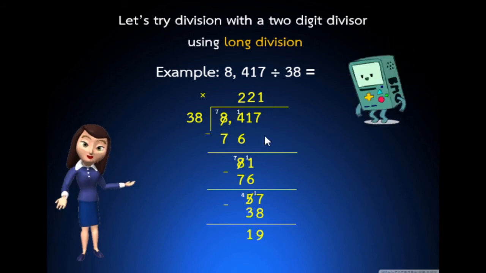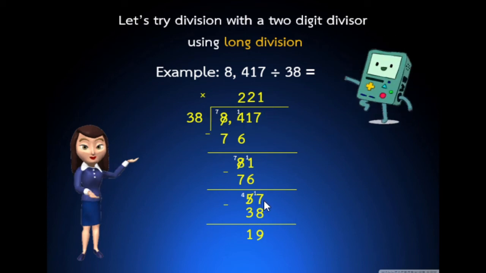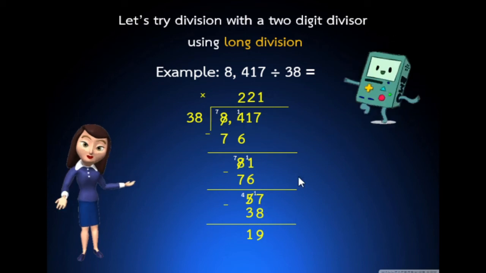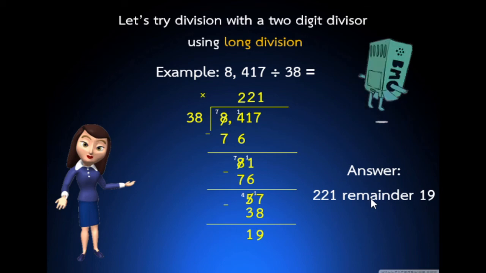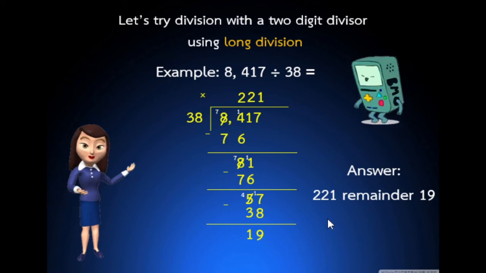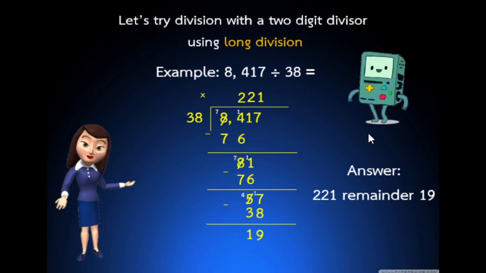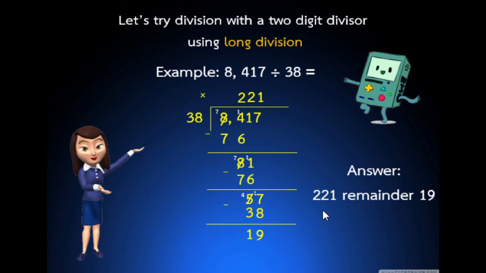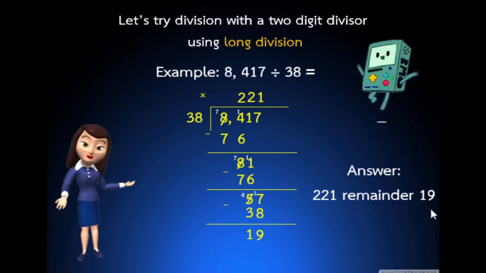As you can see, we don't have any numbers left. We ended up at 7. So we can have our answer as 221 remainder 19, because 19 is hanging in here. So our answer for this equation is 221 remainder 19.